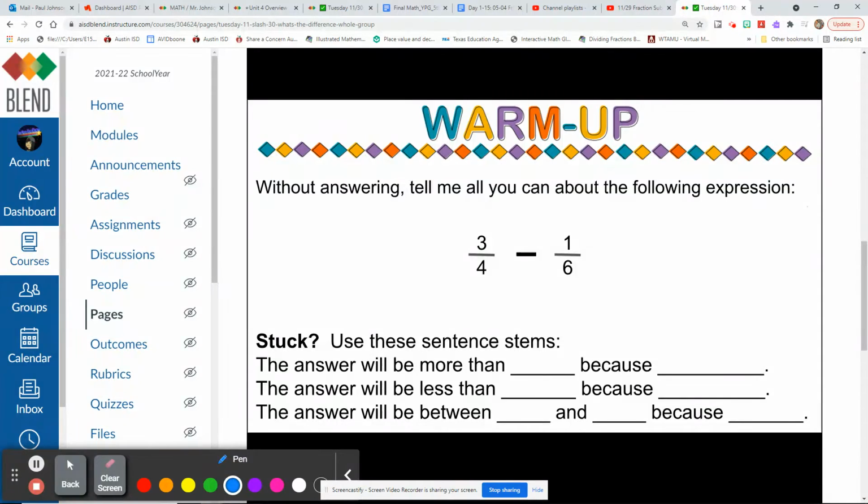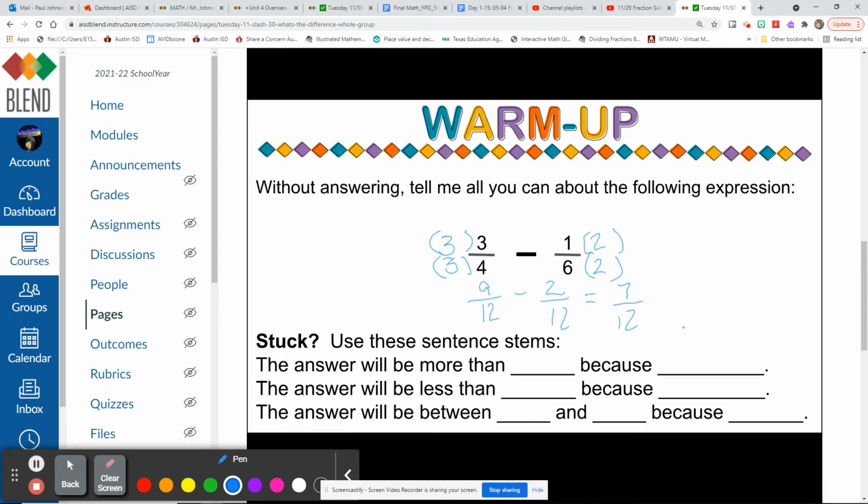All right, welcome back. So let's first off solve this the first way that we said we would, by turning both of our denominators into twelfths. To turn a 4 into a 12, you must multiply by 3. To turn a 6 into a 12, you must multiply by 2. So we get 9 twelfths minus 2 twelfths, which gives us 7 twelfths.